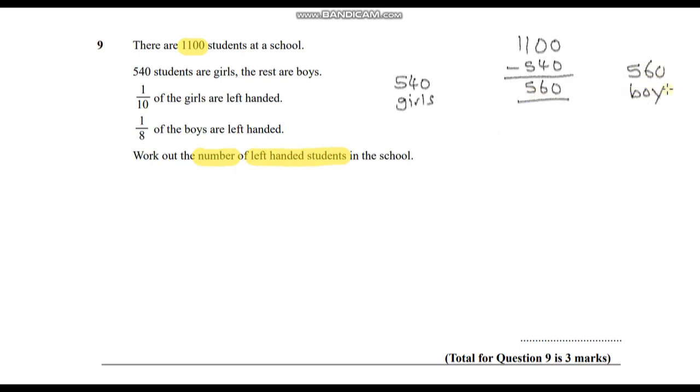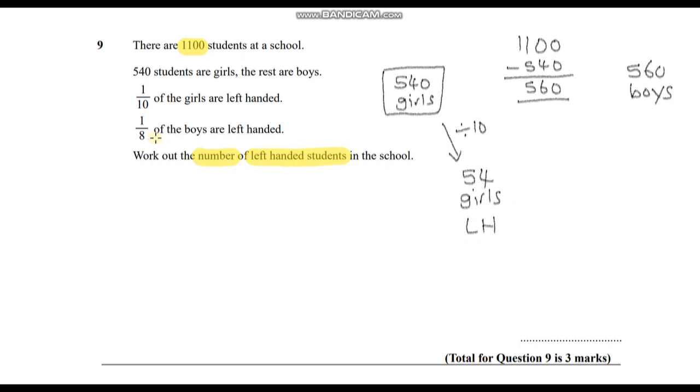Okay, let's look at the next part of the question. 1/10 of the girls are left-handed. So there are 540 girls and 1/10 of them are left-handed. If we take 1/10 of this, that's the same as dividing it by 10. If we divide 540 by 10, well, we don't need a calculator for that. That would be 54. So there are 54 girls that are left-handed.